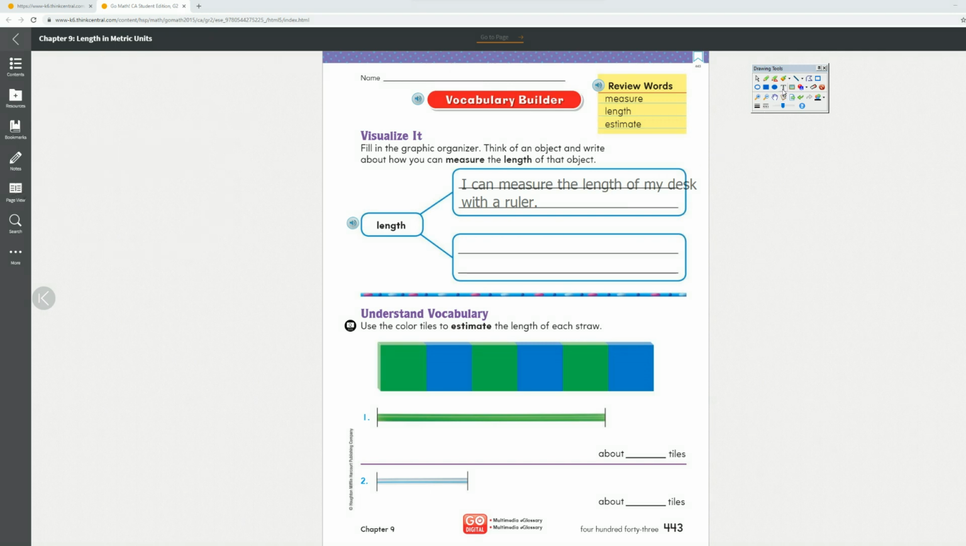Okay, so let's go over another example you could have used. So here's another sentence you could have used. So I can make a cube train to measure the length of my desk in cubes. So you can also measure using the cubes like we did in the previous.